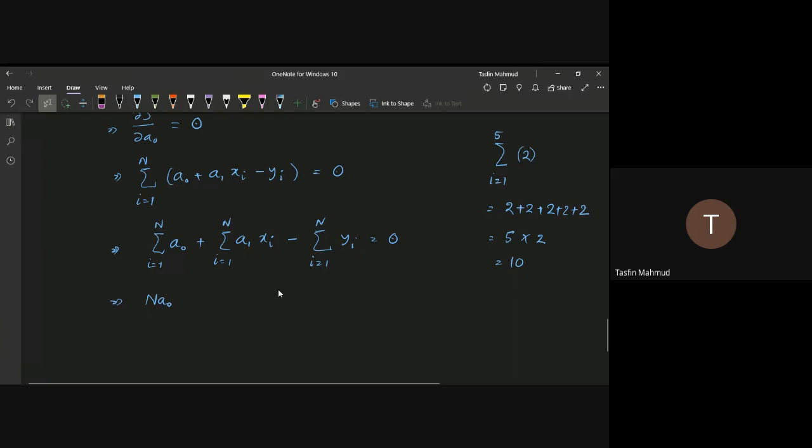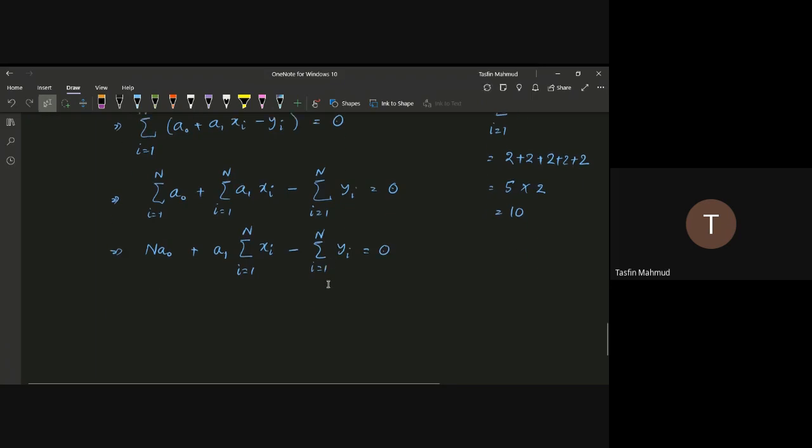And for the second term, a1 is a constant, so we can take it out of the summation. So we are taking the a1 out of the summation and adding xi, and here we are getting summation of i equals 1 to n yi.